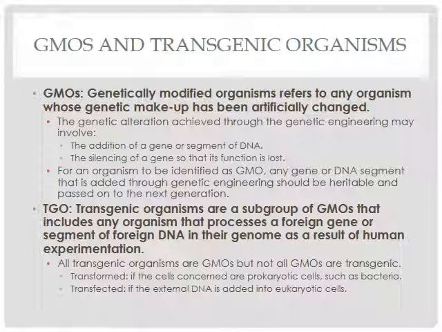If we're inserting a foreign gene into bacterial cells, as you would know from earlier, we call that bacterial transformation. So an organism that's been transformed is a prokaryotic cell that has had foreign DNA included in its genome. An organism that's been transfected is a eukaryotic cell that has had foreign DNA included into its genome.